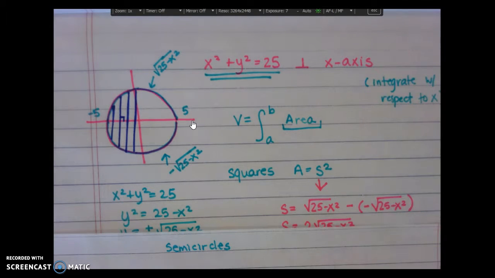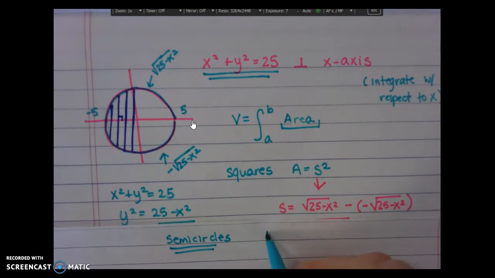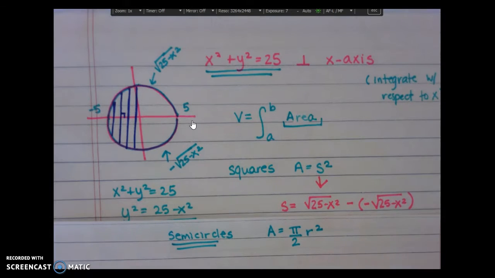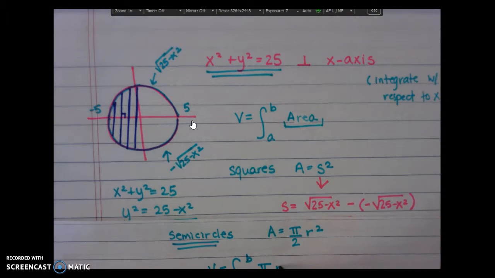We're still going to integrate with respect to x, except this time we are going to use semicircles. So our formula for the area of semicircles is pi halves r squared, because we're taking half of the actual area since we're only doing half of a circle. Now where the little bit of the trick comes into this, because again we know the volume is still going to be our limits, and now we're going to use this formula. Of course it's going to be in terms of x.